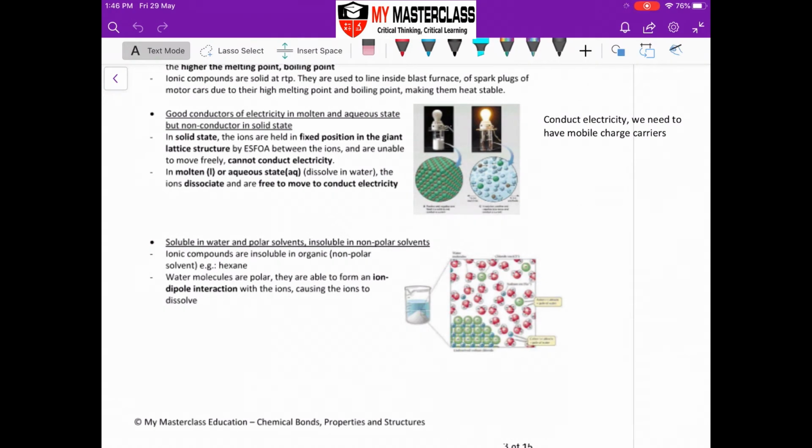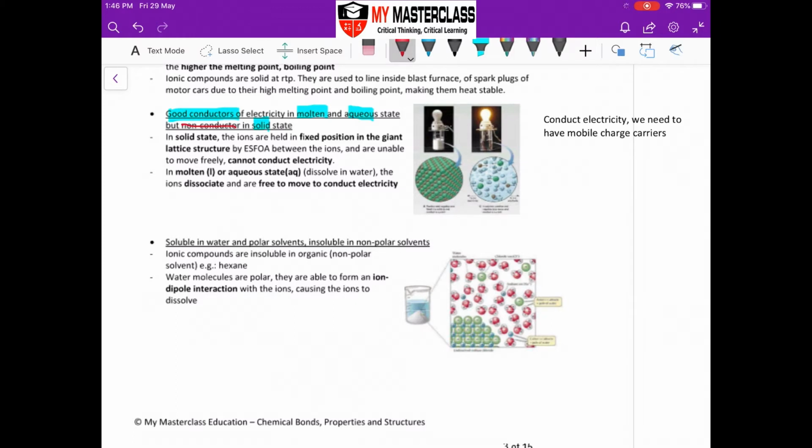The next property we are going to look at for your ionic compounds is electrical conductivity. So ionic compounds are good conductors of electricity, but only in molten and aqueous state. In solid state, they are non-conductors. They cannot conduct electricity.